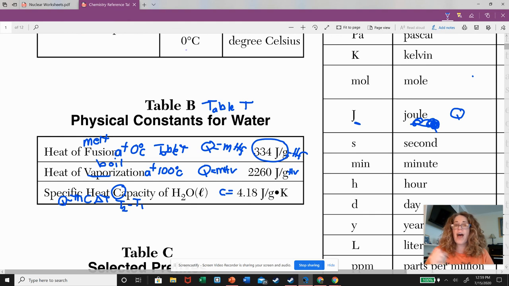All right. That summarizes table B, the physical constants for water. If you have another substance other than water, there's going to be different values for the heat of fusion, vaporization, or specific heat capacity, and you would either be asked to solve them or you'd be given those variables in the question.